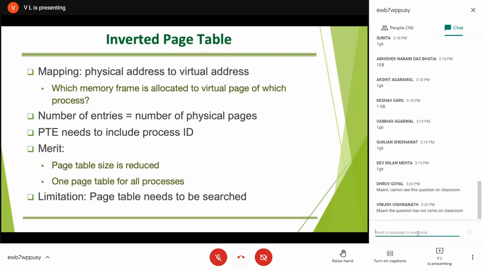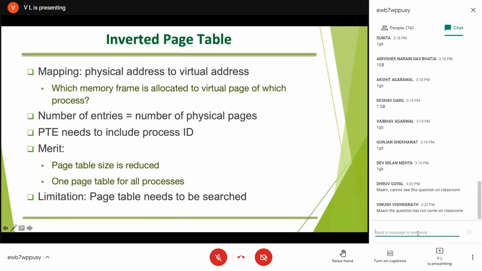So for every physical page, you are keeping an entry, and in this entry, you are storing the process ID and the virtual page number of that process, which is being stored at this particular physical address. And of course, the other bits, like the protection bit, reference bit, present or absent bit. So you're keeping other bits also. As I said, in this case, the page table entry needs to include the process ID also.